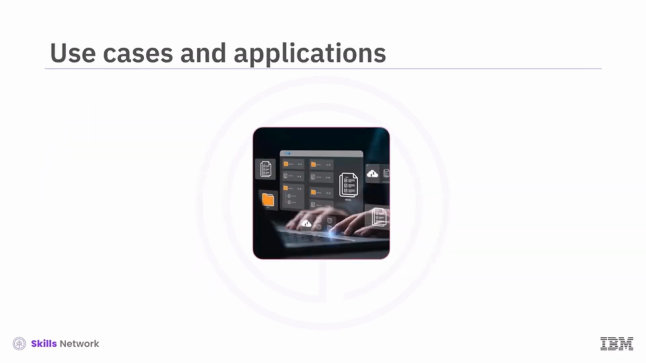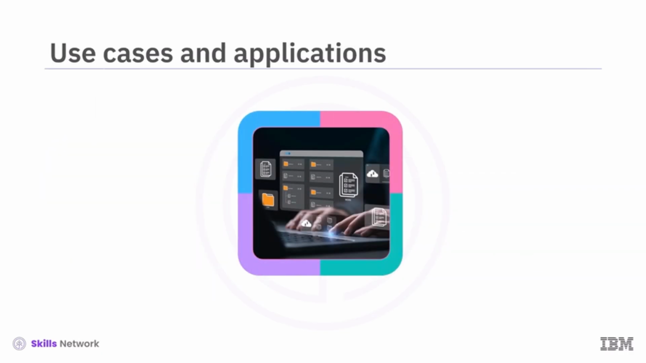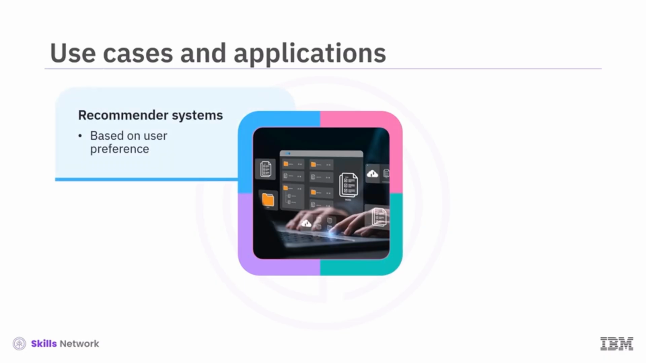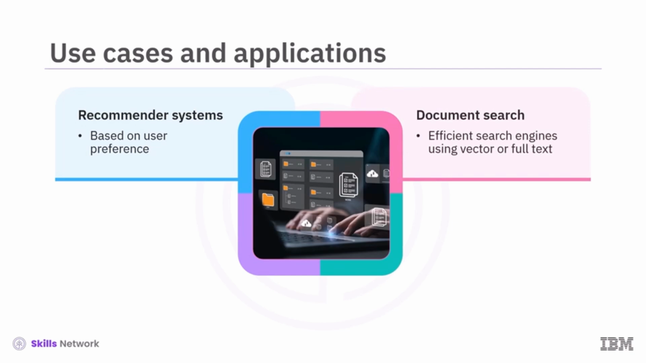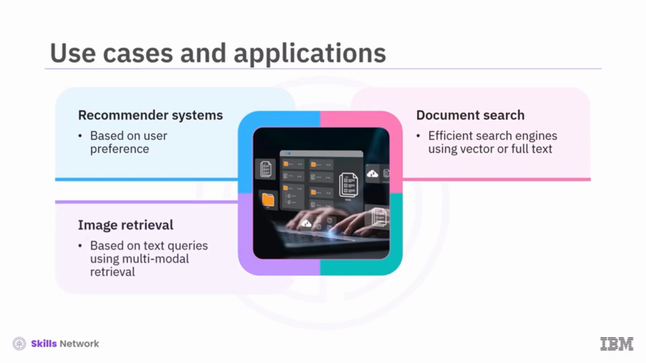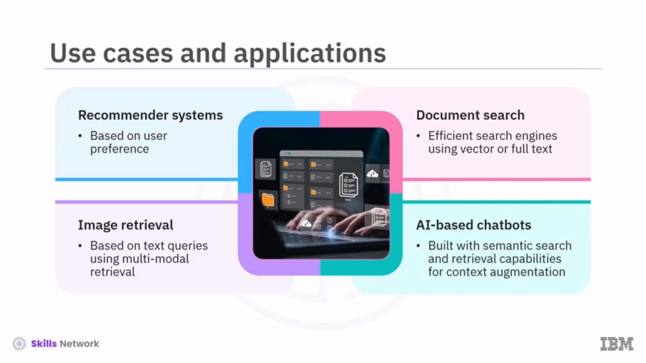Some of the most common use cases and applications for ChromaDB include the following: building personalized recommender systems based on user preferences, implementing efficient document search engines using vector or full-text search capabilities, retrieving images based on text queries using multimodal retrieval, and providing chatbots with semantic search and retrieval capabilities for context augmentation.